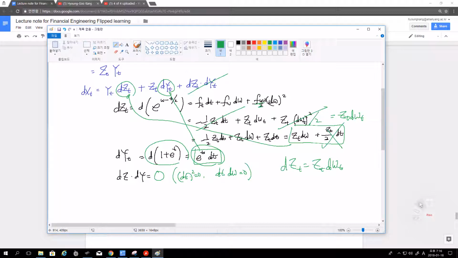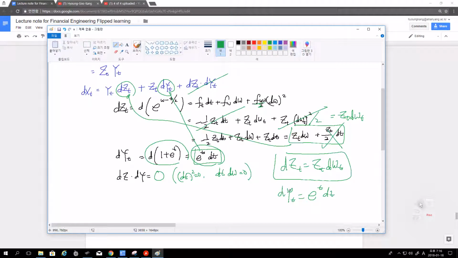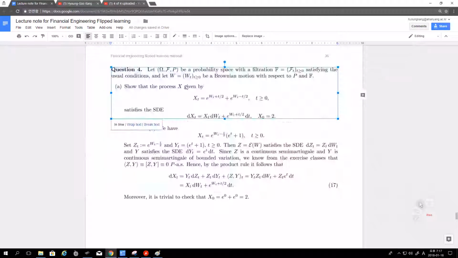Okay, so I have to divide it by 2. I forgot it. So we have this one, right? And dyt equals et dt, which is exactly the same one, and then all we have to do is plug this and this over here, and then we are done. Sorry for my mistake. So this one should go here, and this one goes here, and then we reorganize it, and we get this solution.